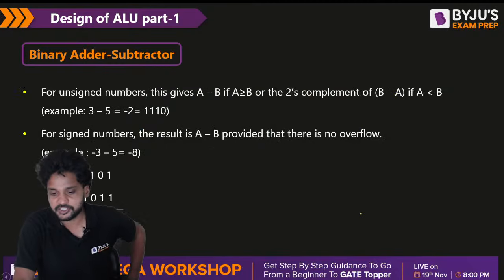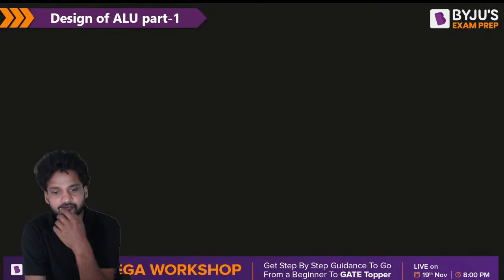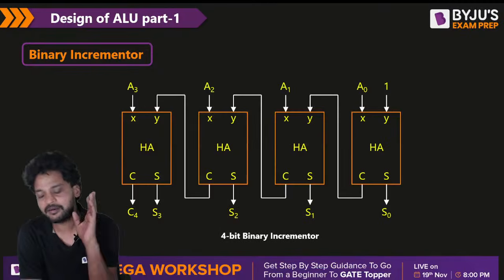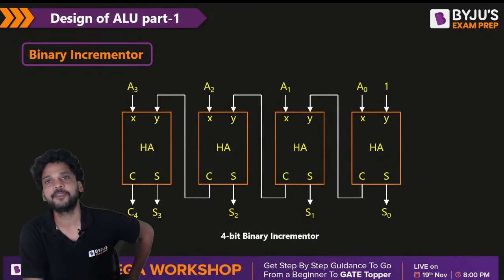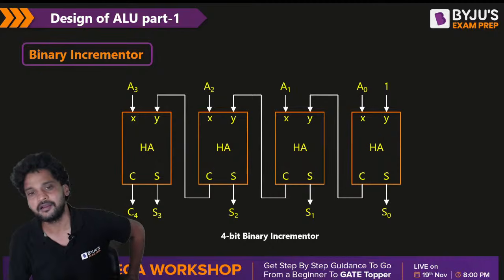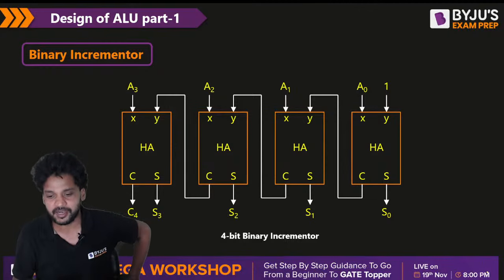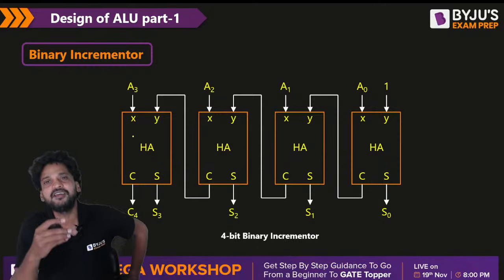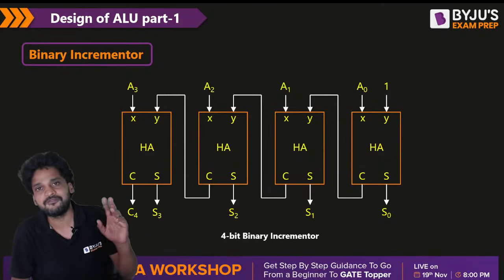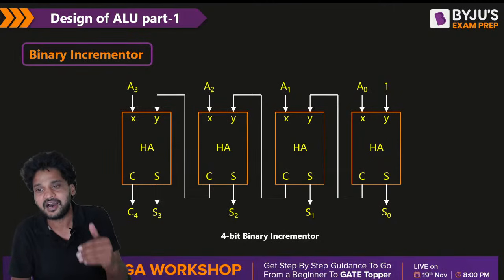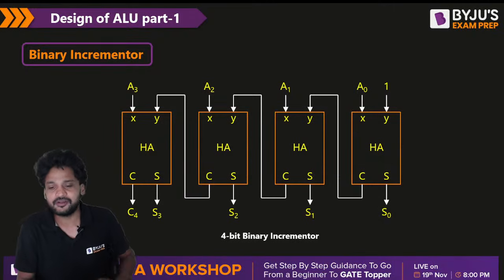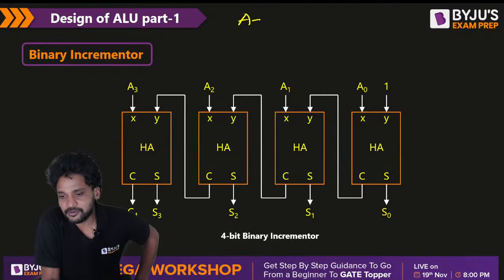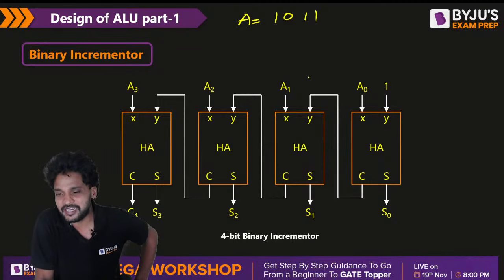Okay. Next, I already explained this. Incrementer is simple. What is incrementing? Incrementing can be done very simply by adding 4 half adders together. In order to simply perform incrementing, I don't require a full adder. I require only a half adder. Yes or no? Why? Because let us have a look at A is equal to, let us say, 1, 0, 1, 1. During the incrementing, we will add 1 to the total value.